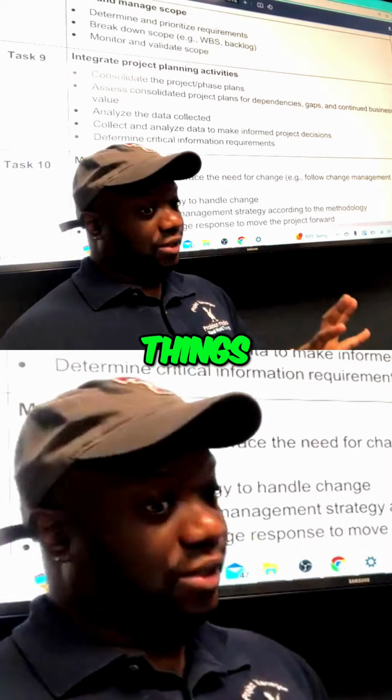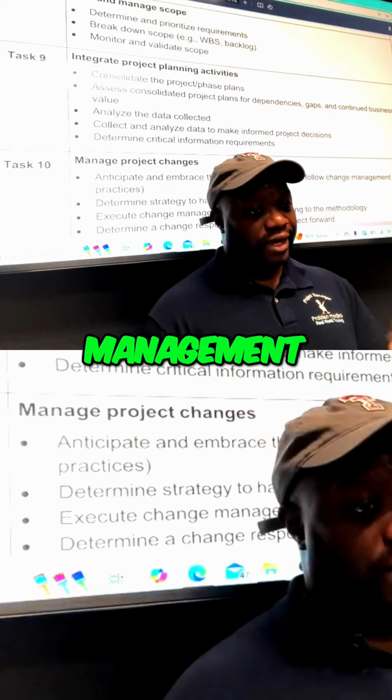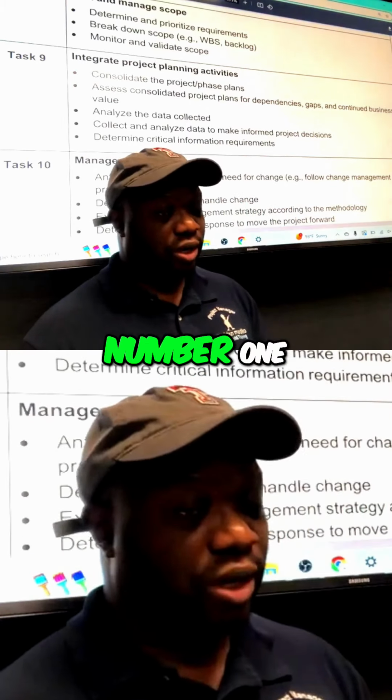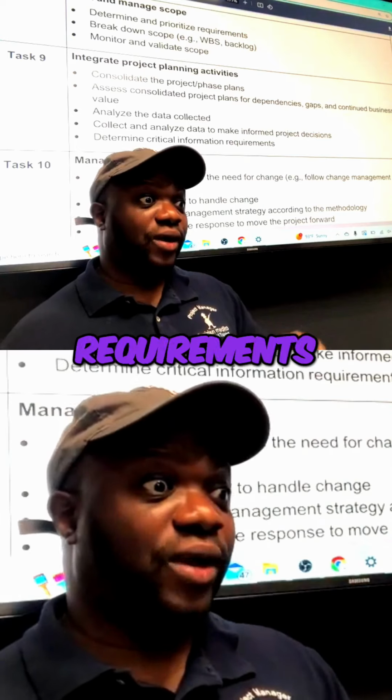So there's 6 things. Number 1, plan scope management. Plan how you're going to manage scope is number 1. Number 2 is collect the requirements.